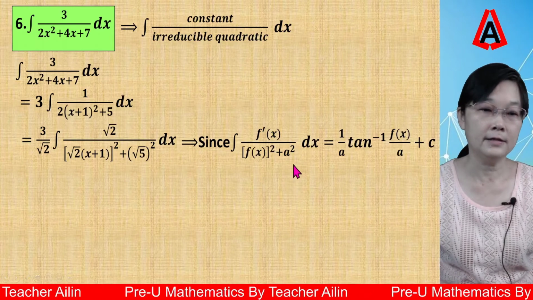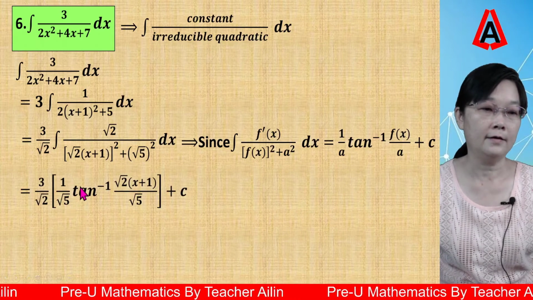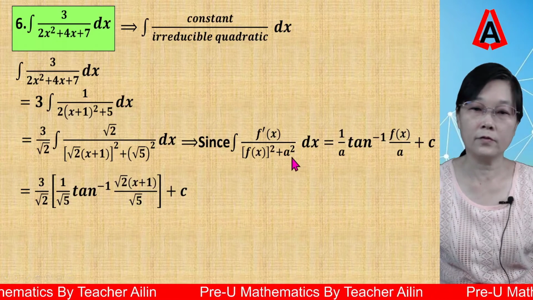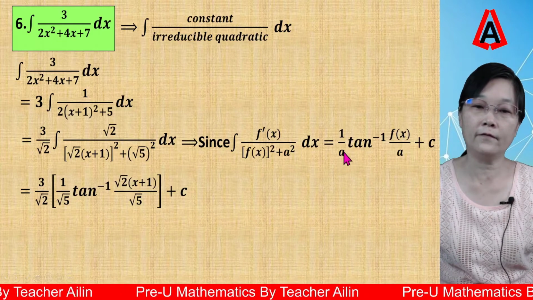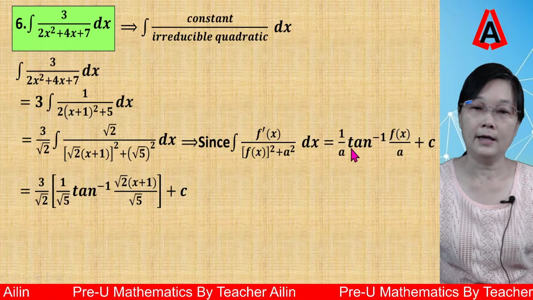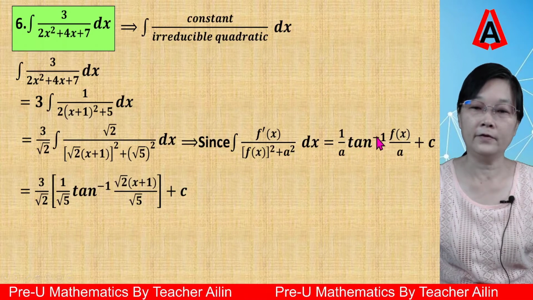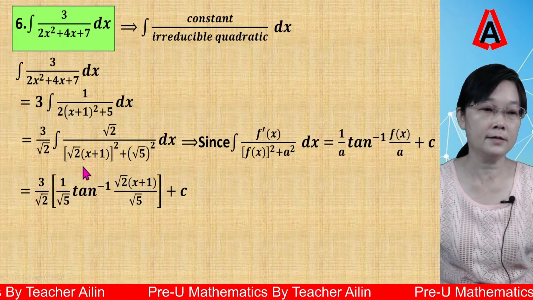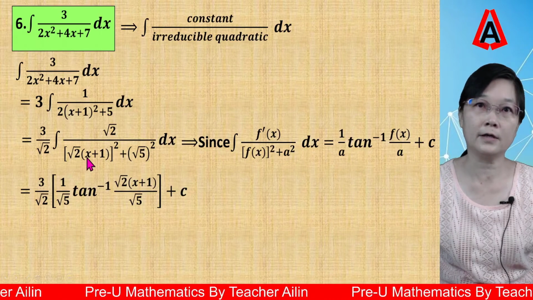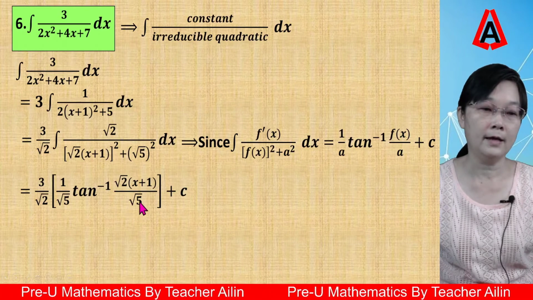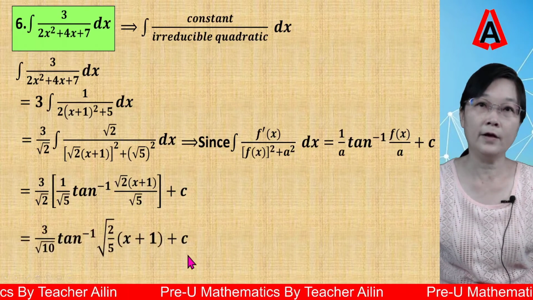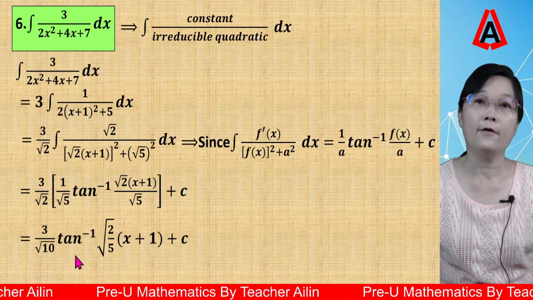Then by using this formula, I find that the answer is equal to 1 over square root of 5, where square root of 5 is a, multiplied with inverse tangent of f(x) over a, where f(x) is equal to square root of 2 times x plus 1 and a is square root of 5. So when I simplify, that is the final answer.